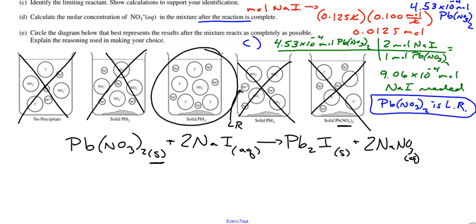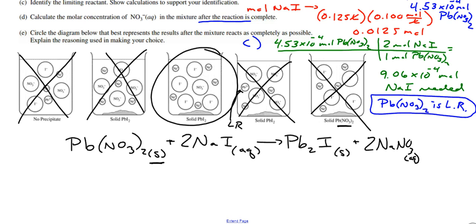There is excess I still present because it was in such excess. And that is difficult. So 1 point is earned for the selection, and then 1 point is earned for the correct rationale. So I will read actually what it says.